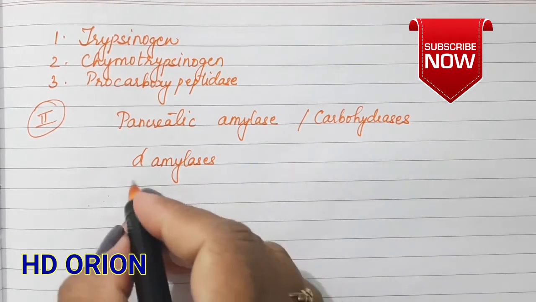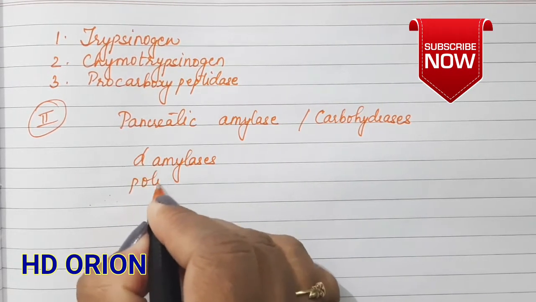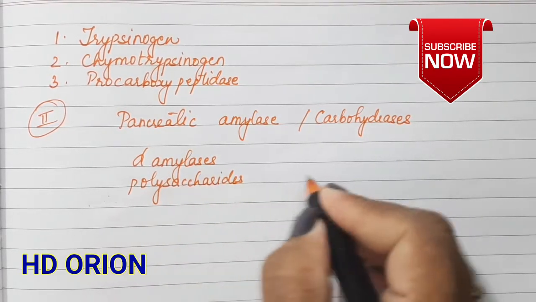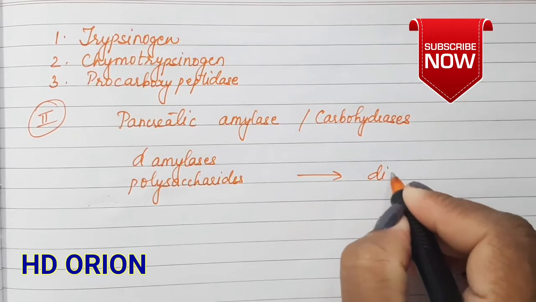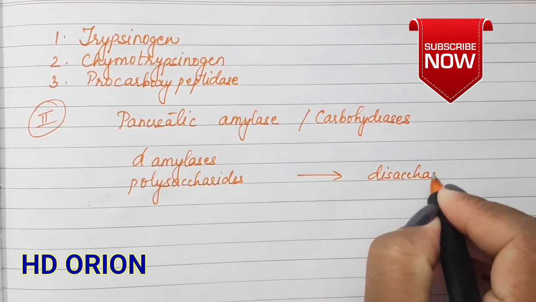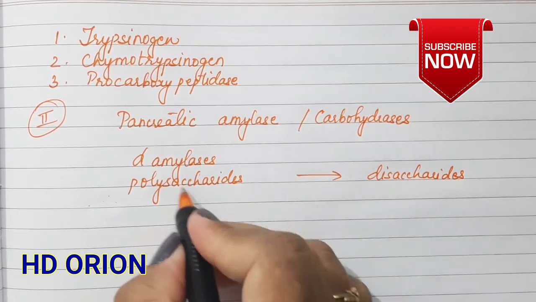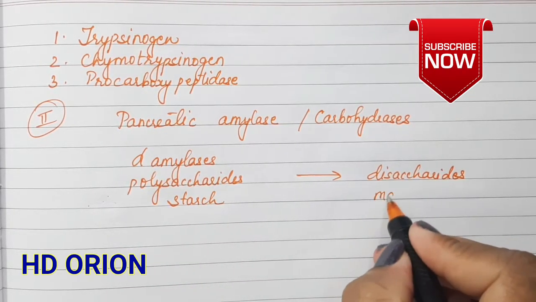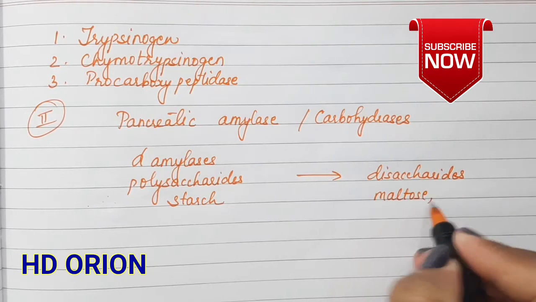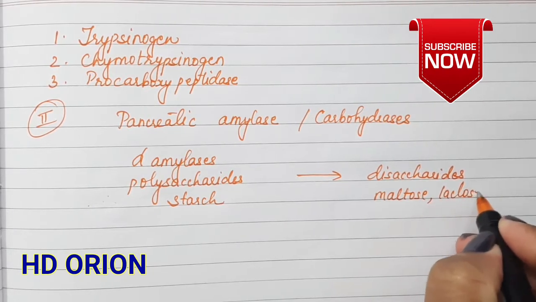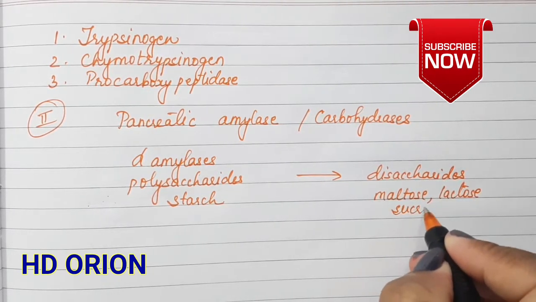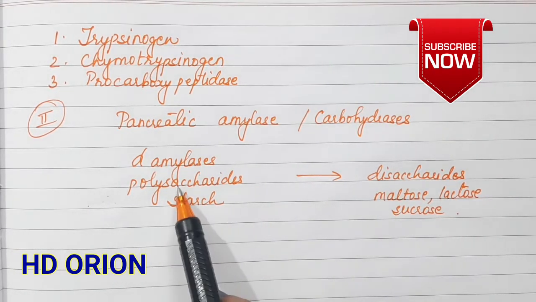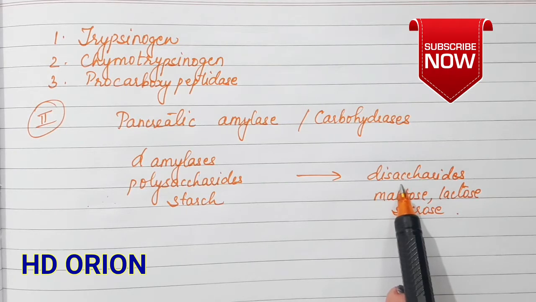What do they do? They break down the complex carbohydrates, that is the polysaccharides, into the disaccharides. We'll take one example. The polysaccharide is starch. So the starch can be broken down into maltose, lactose, sucrose, like disaccharides. So all of these can be formed. So the polysaccharides are broken down to form the disaccharides.